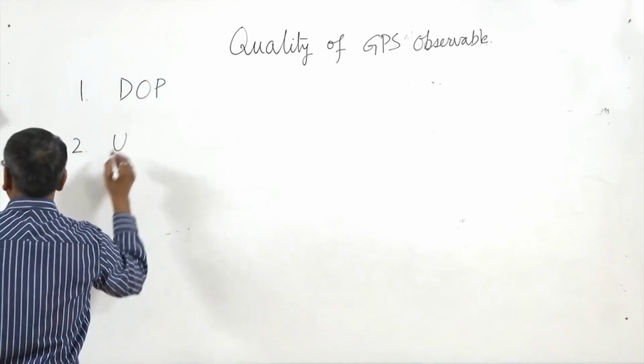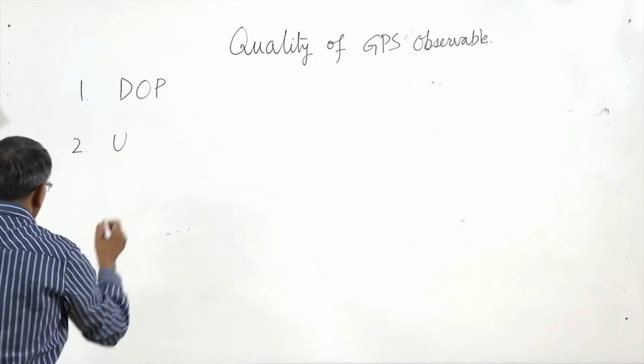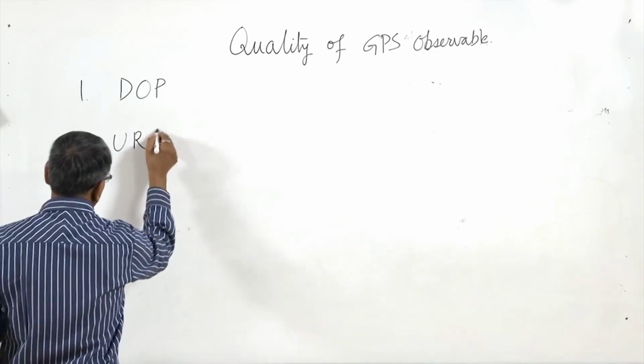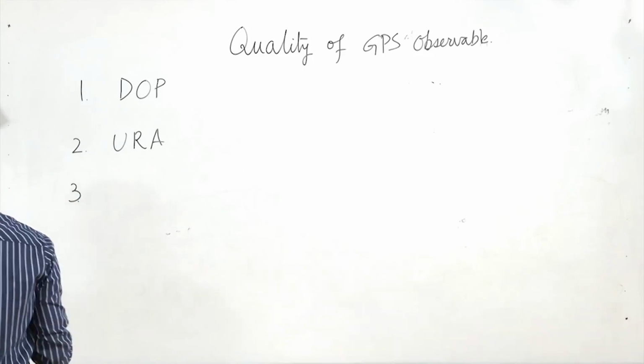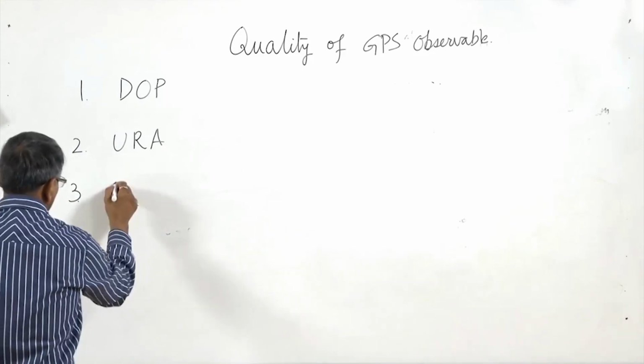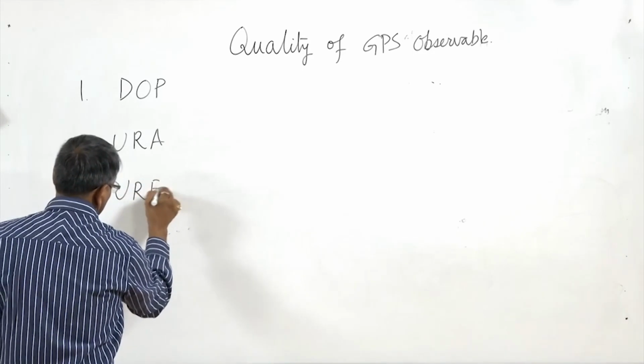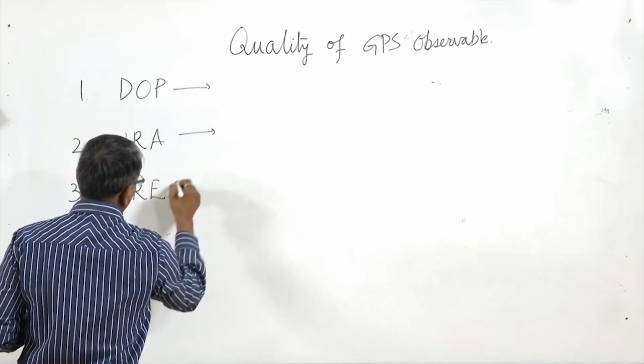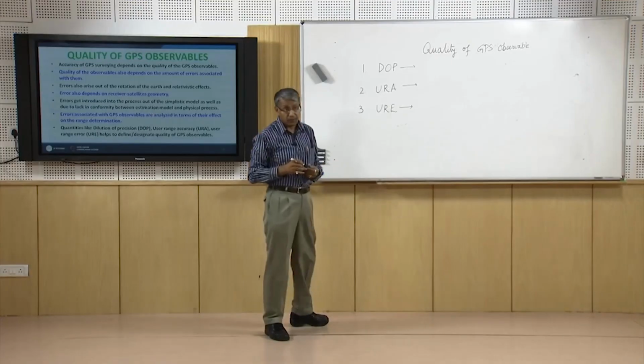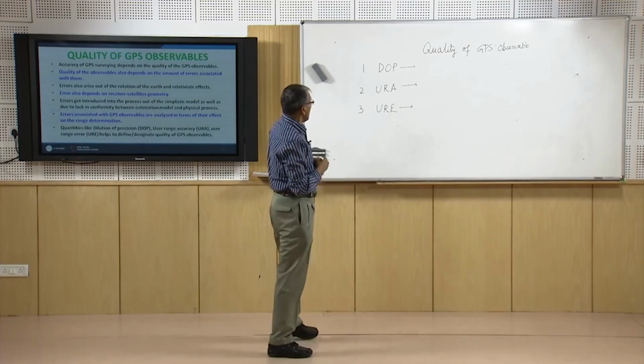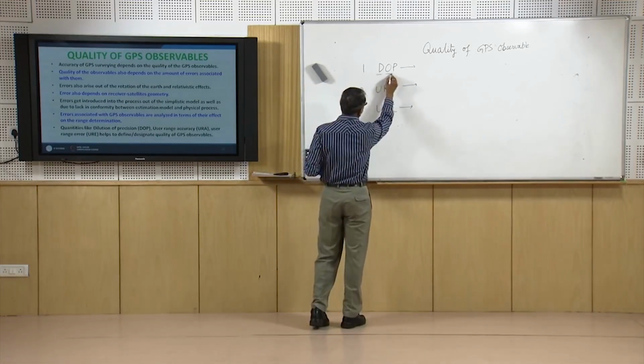Number two, user range accuracy, and thirdly, user range error. So these are the three parameters which we make use to identify the quality of the GPS observable. Now from the name itself, dilution of precision.